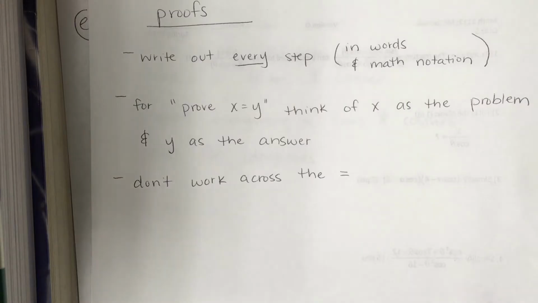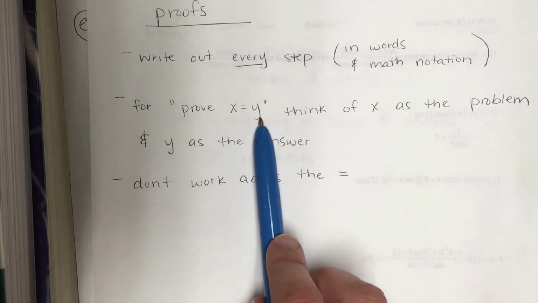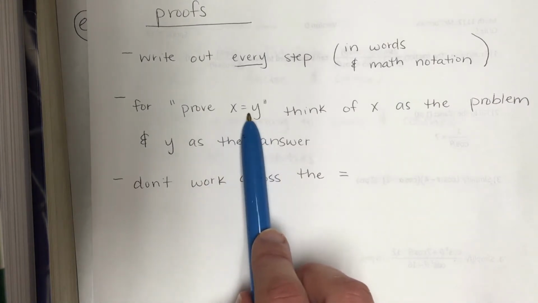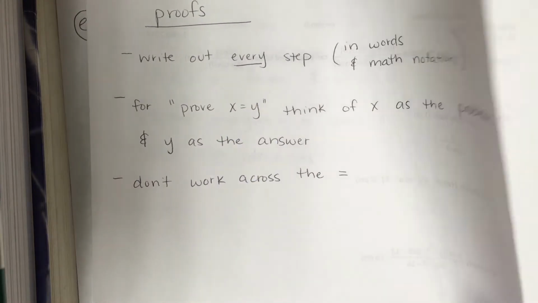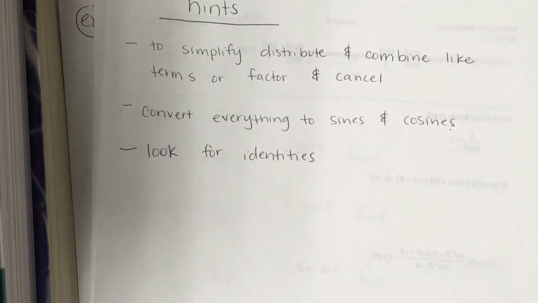As a reminder for proofs, write out every single step in words and in math notation. Whenever you have to prove that something equals something else, don't ever work across this equal sign. Don't add or subtract or divide. Think of it as this is your problem and this is your answer. And then here were some of the hints we talked about last time.